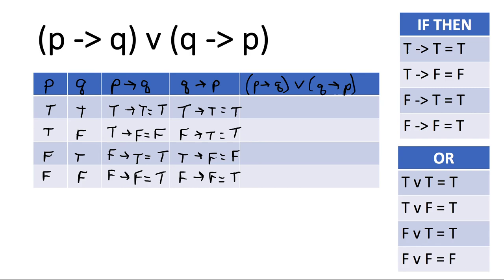And again, I'm going to need to do some copying first. So under this first parenthesis, I'm going to put these answers because this is what I got when I did P arrow Q. So T, F, T, T. Then I'm going to put my OR symbol in between. And then I'm going to copy what I got when I did Q arrow P. So that is these answers. So I'll copy them over. True, true, false, true.